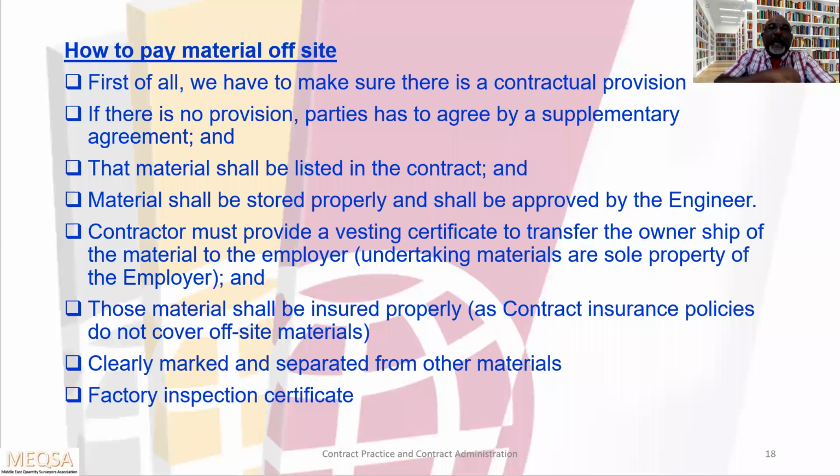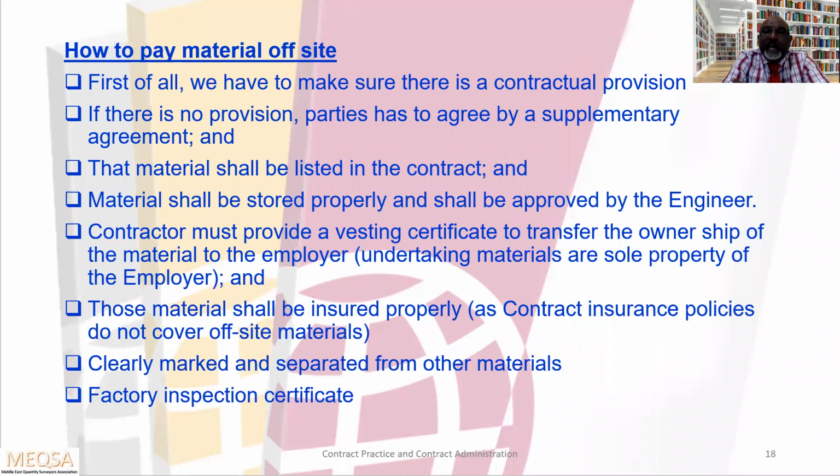Next one, how to pay for material offsite. This is the most popular question in the APC panel. First of all, we have to make sure there is a contractual provision. If there is no provision, the parties have to agree by a supplementary agreement. That material shall be listed in the contract. Material shall be stored properly and shall be approved by the engineer.